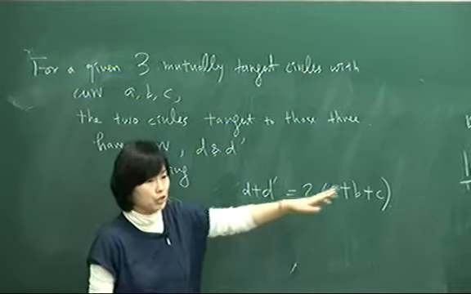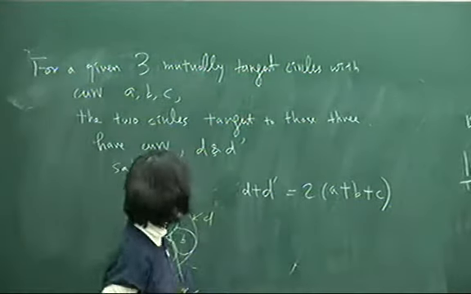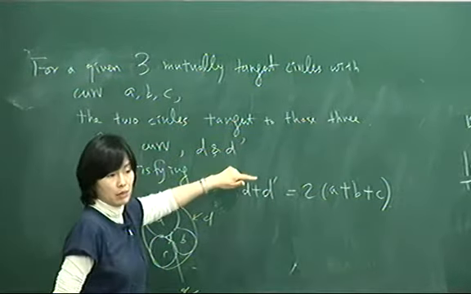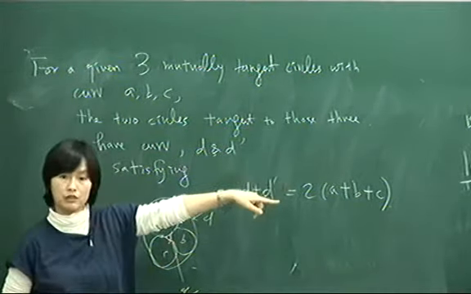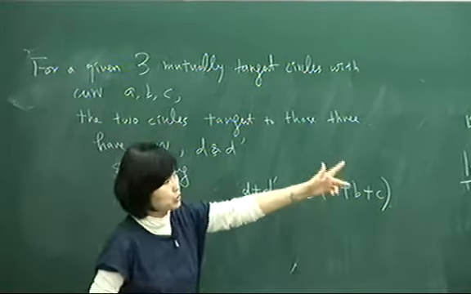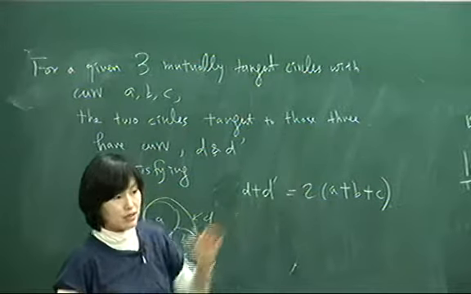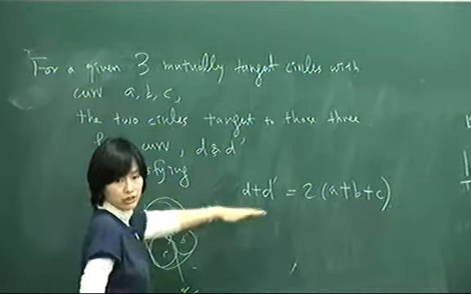And the proof is straightforward from Descartes' theorem, because A, B, C, D as well as A, B, C, D prime both satisfy that quadratic equation. Yeah? So you have 2 quadratic equations. If you subtract one from the other, you get some cancellation, and you get exactly this linear equation.